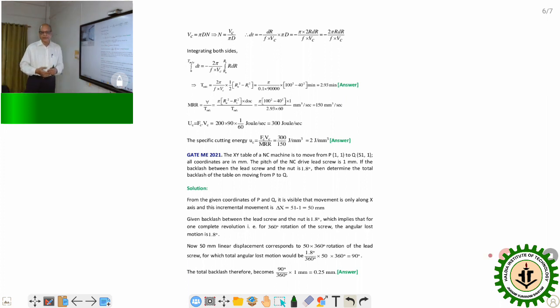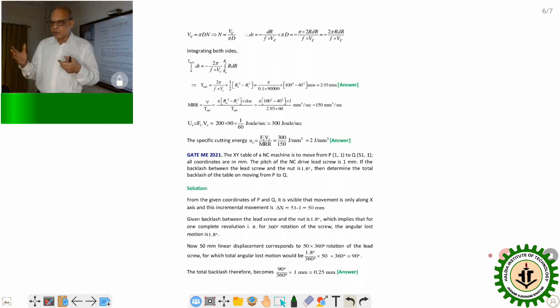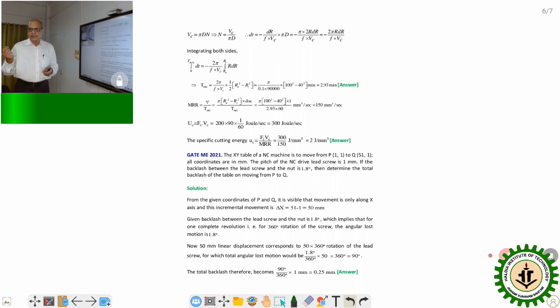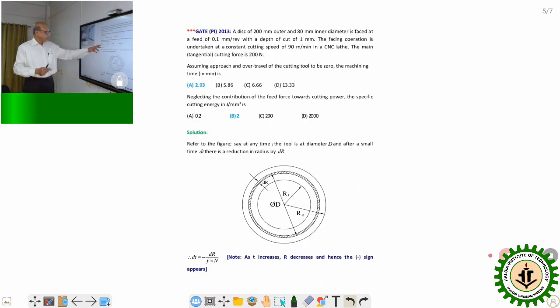But what is the specific cutting energy? That means energy or the power required to eliminate the 1 unit volume of material. So if you divide the total energy by the MRR, you will get the specific cutting energy, which is 300, and MRR we have just calculated 150 millimeter cube per second. So specific cutting energy is 2 joule per millimeter cube. So the correct option will be 2. That is the B.